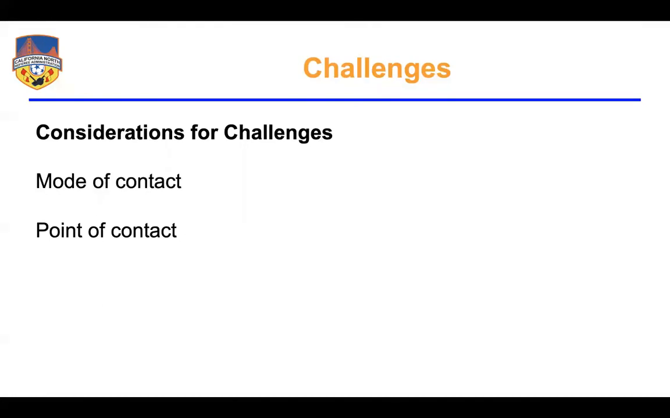So as I like to say, if I punch you in the face, the mode of contact would be my fist. The point of contact would be your face. That's the quickest and easiest way to remember what mode and point of contact are. Now, we use those considerations because they're the 2 most important points of information that we have when making a decision about misconduct.